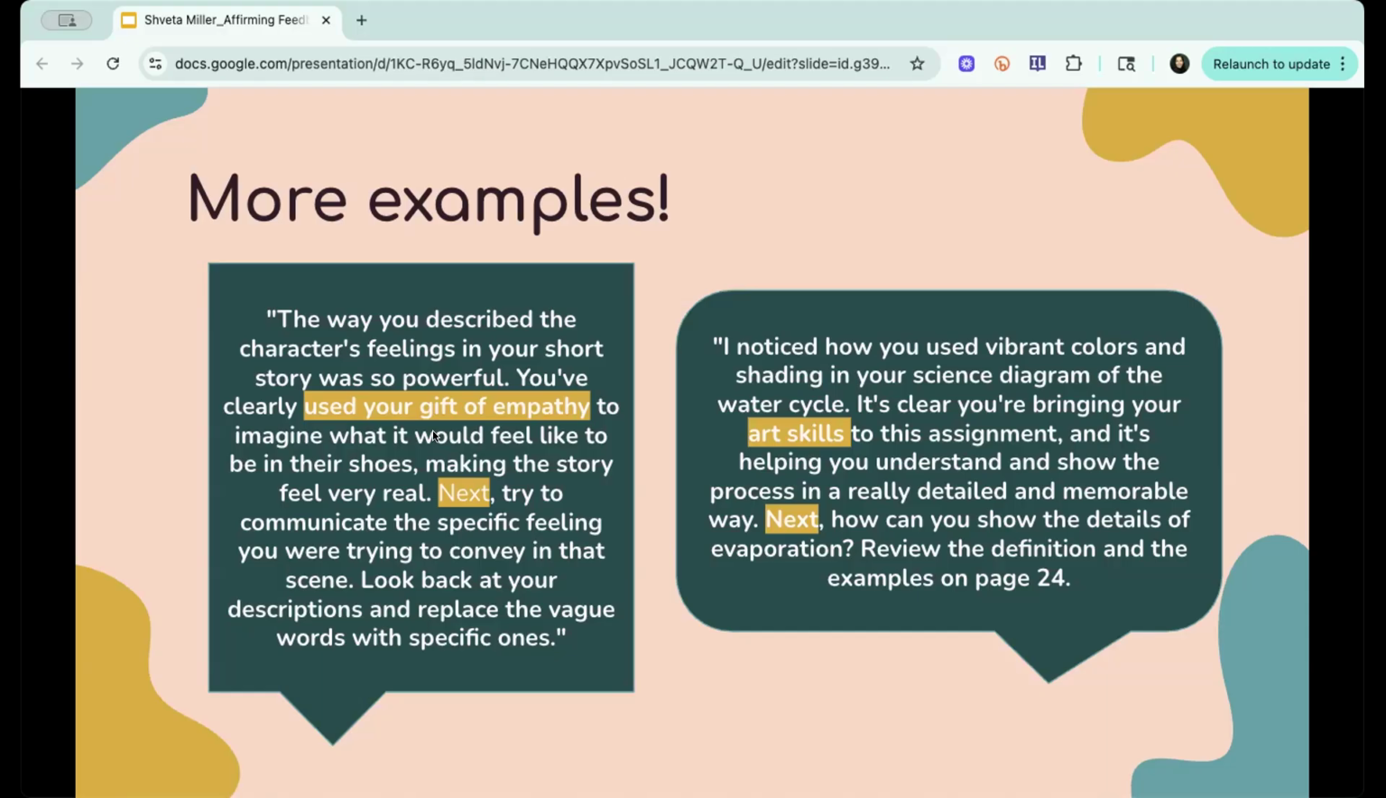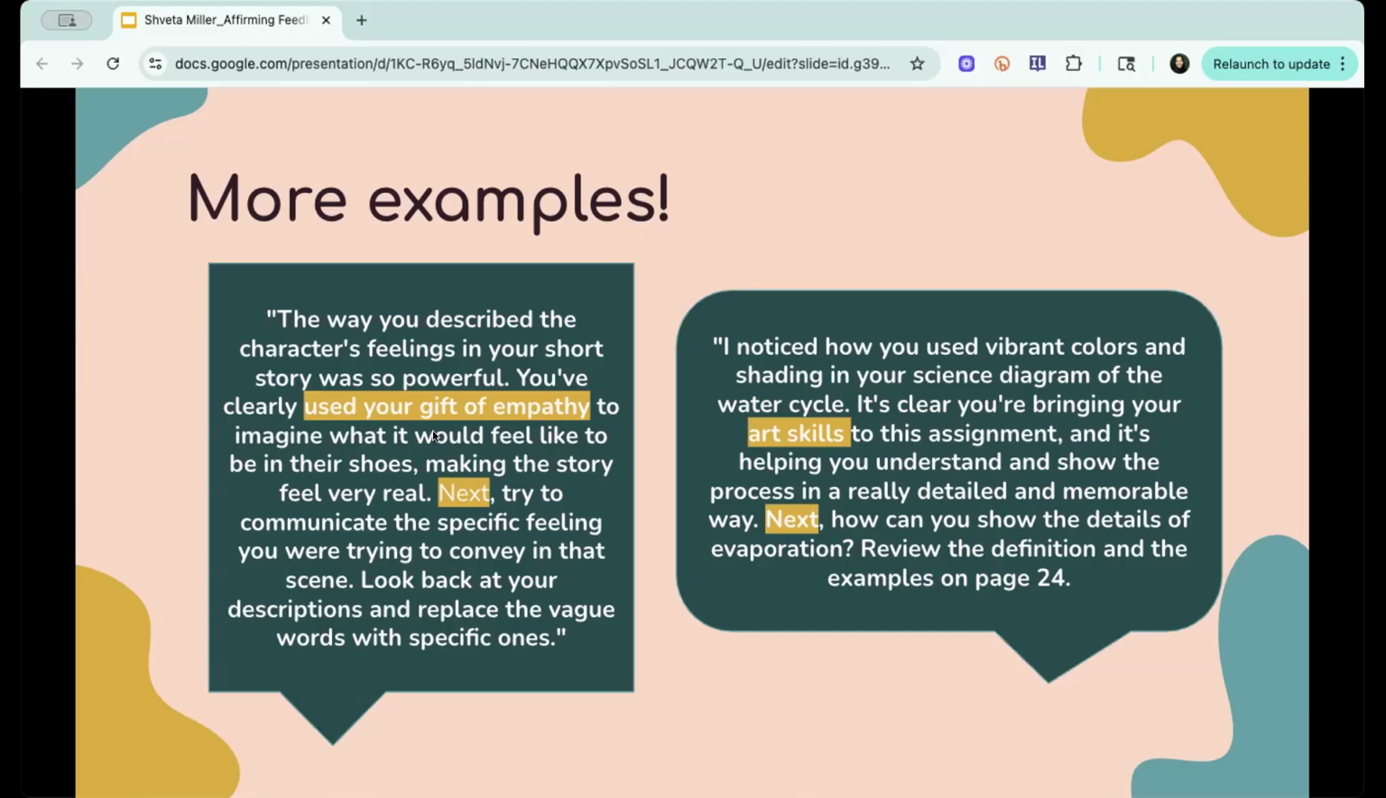There is some feeling there, but we can't really name it, or we need more precise language. So that was the need, that was the gap. And the next step is go and look at all of your descriptions and replace any vague words with specific ones. But really validating that student's sense of empathy to be able to come up with this scenario from the beginning.